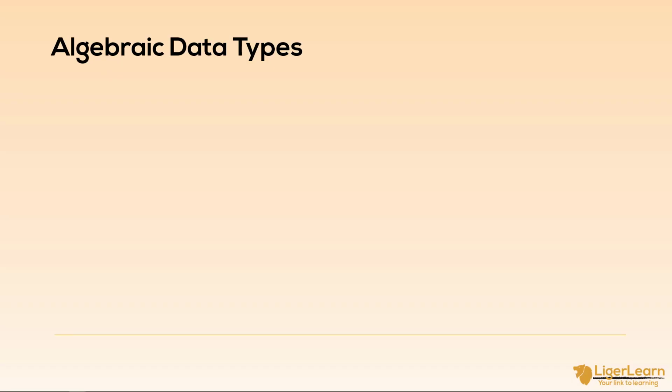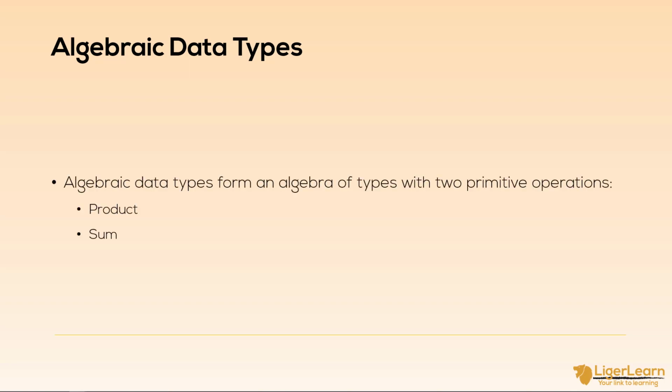Algebraic data types are types which are formed by combining other types. They are a collection of data constructors. They are called algebraic data types because they form an algebra of types with two primitive operations which we have seen, the product and the sum. We saw this in action in the previous slide, where we were able to use the algebra to calculate the total number of possible values a type has.